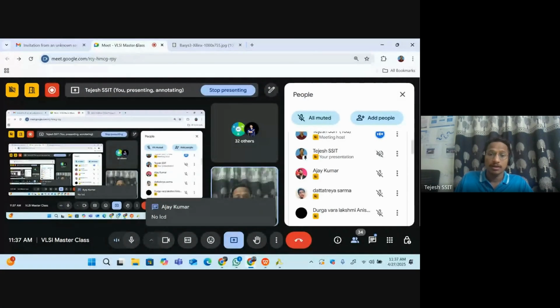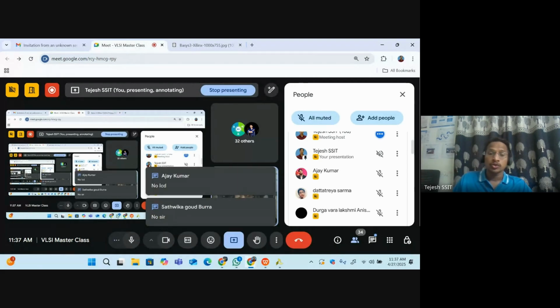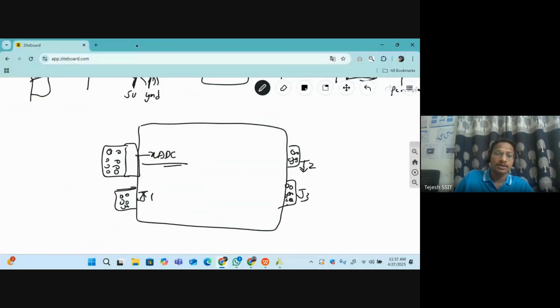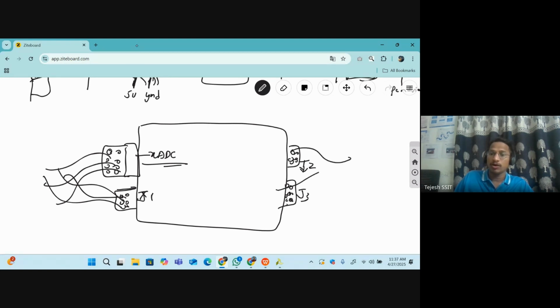No LCD. So what do we have to do? Here we can use the XDC and the PMODs. I mean, we can use this PMOD with jumper wires. Here we can connect the LCD for external connections.